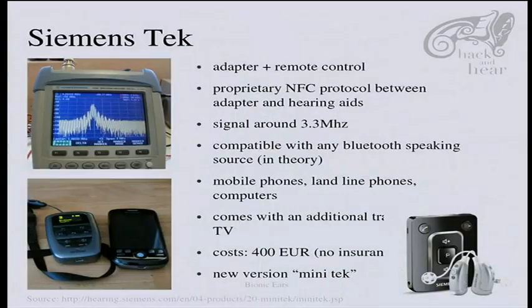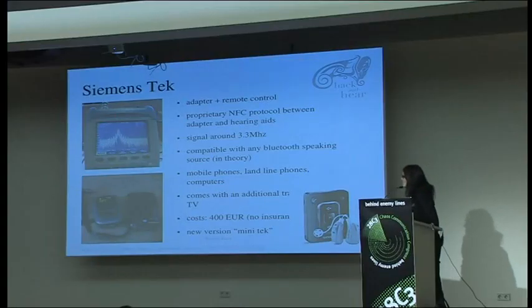Siemens' solution was, of course, not to use any of the existing standards, just build something new. They built something called Siemens Tek, and it talks Bluetooth to the phone or to whatever you connect it to, and some wireless near-field protocol to the hearing aids. So the hearing aids also have a small antenna in them, which looks kind of like a telecoil, but it is not, and it is not compatible with anything the telecoil is compatible with. So you can only use it with this. It has a signal around 3.3 megahertz. You can see it on the picture.